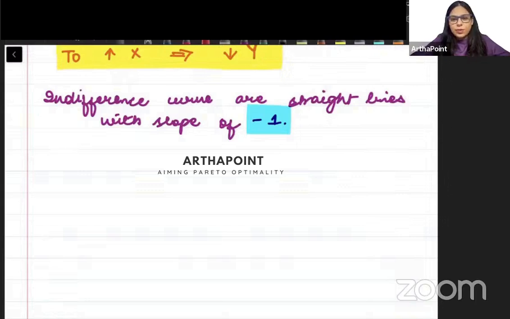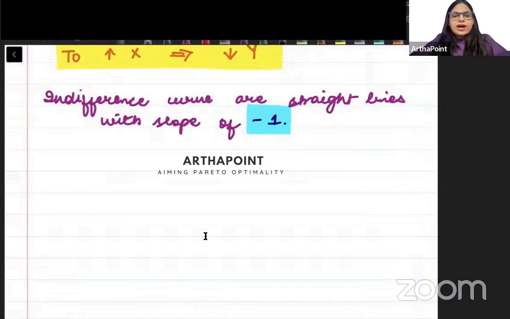Hi, good afternoon, everyone. So, today we are going to talk about the next kind of indifference curve, and that is going to be our perfect complements, right?